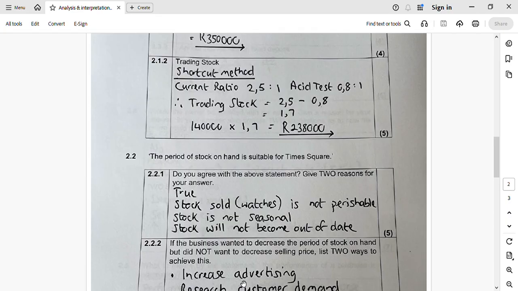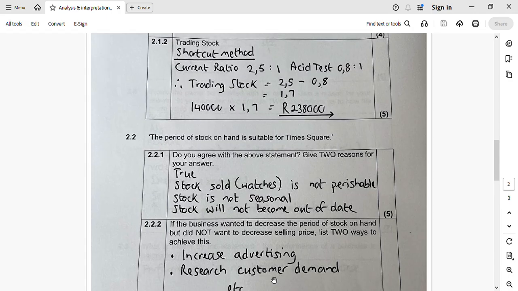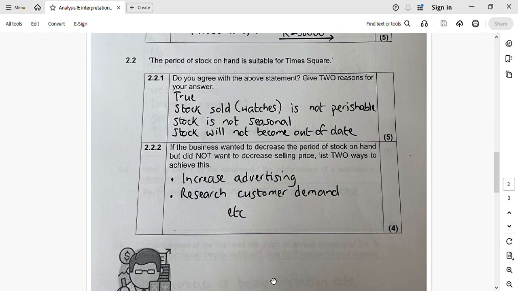The other thing you could do is try and make sure that you do research on what customers want to buy. So you research customer demand, see the type of watches they want to purchase, and then buy that from the supplier so that you've got the right type of stock on hand that's going to be easy to sell.